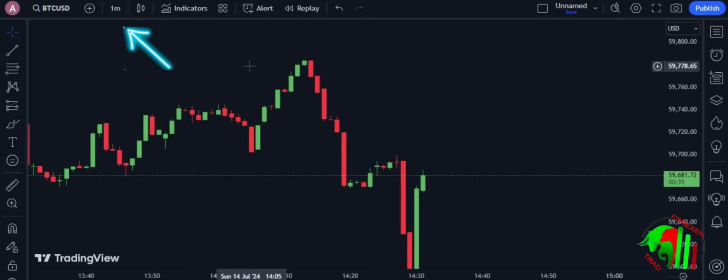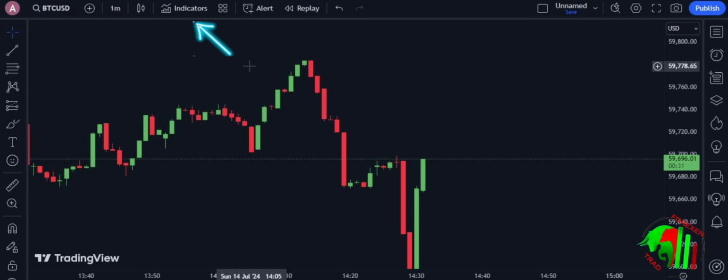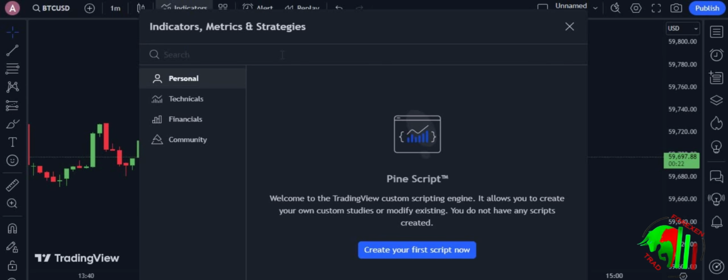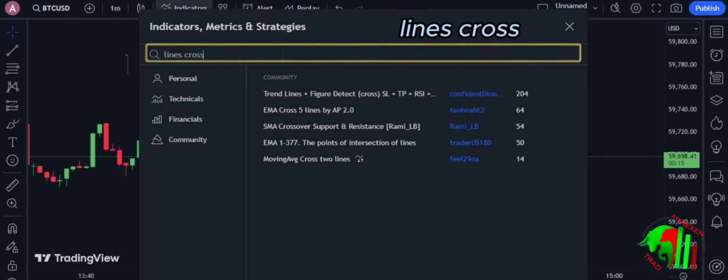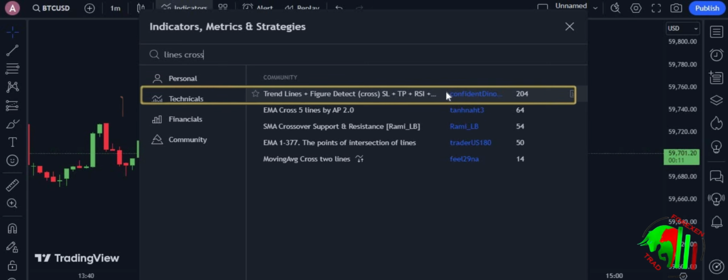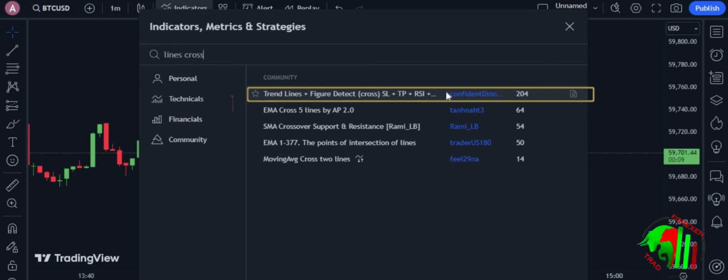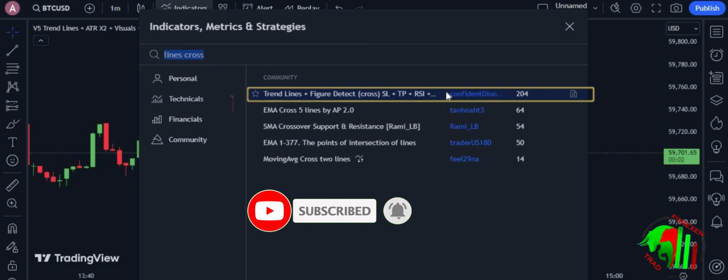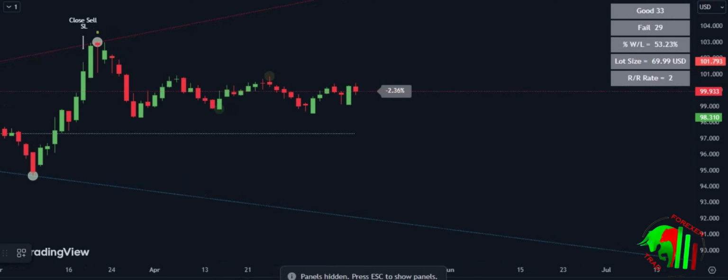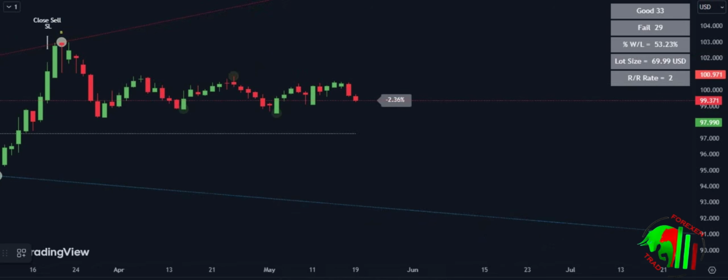We will open the 1-minute chart. First, we will search for the Lines Cross indicator in the search box. After that, we will choose the first option. We will keep the settings as they are. Let's see how we use these trading setups when the Lines Cross indicator gives us an entry signal.